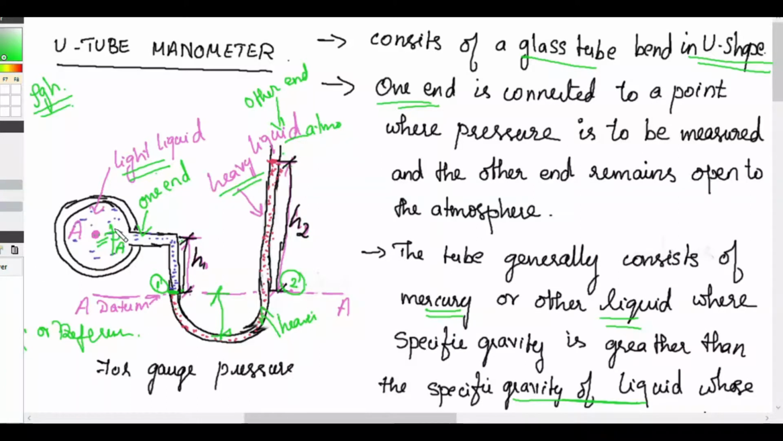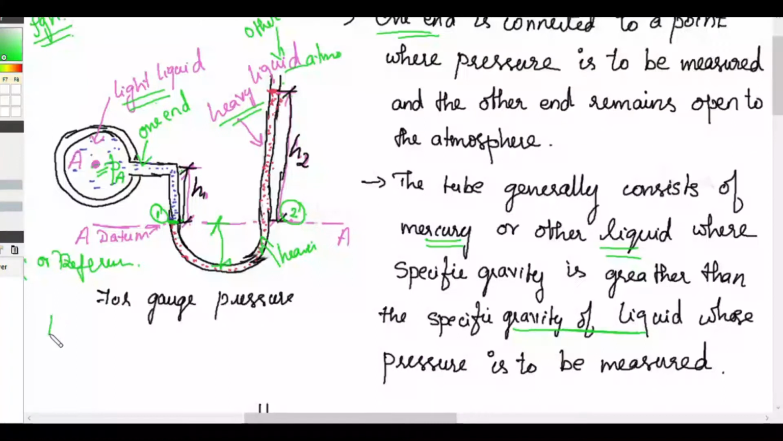So what we get is PA plus rho 1 GH1. I repeat, PA plus rho 1 GH1 is equal to rho 2 GH2. So I will write here: pressure at A plus rho 1 GH1 is equal to pressure at 2, that is rho 2 GH2.